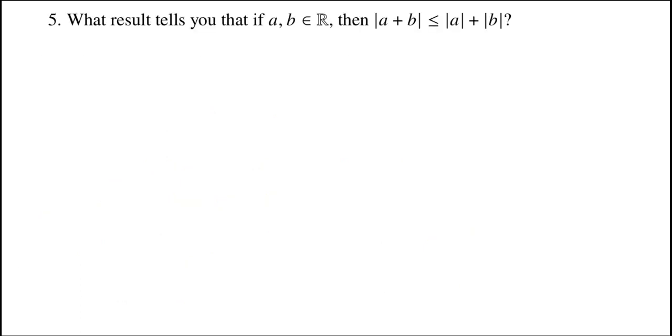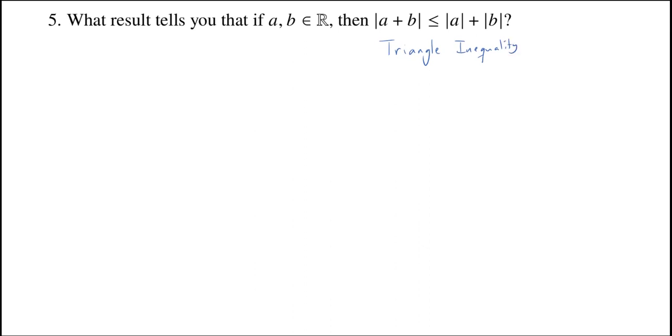Okay, so in problem 5, that's actually a really straightforward problem. We're just asking what result tells us that if I have two real numbers a and b, then the absolute value of their sum is bounded by the sum of their absolute values. So, of course, this is called the triangle inequality. Okay, well, that's easy enough.